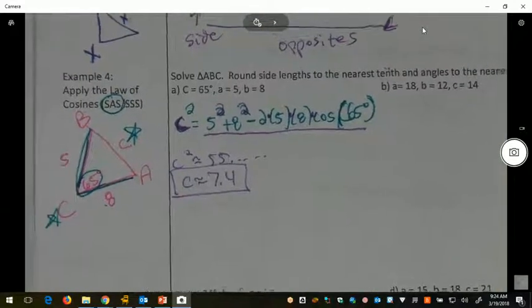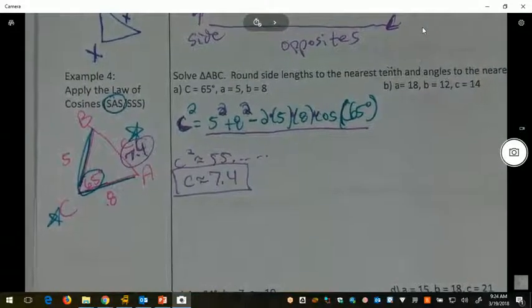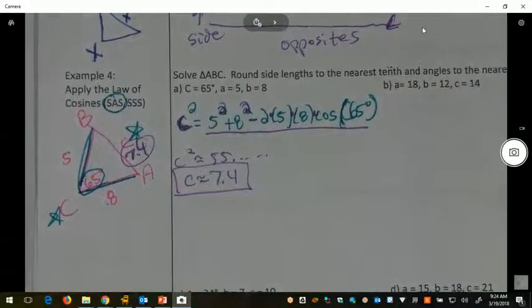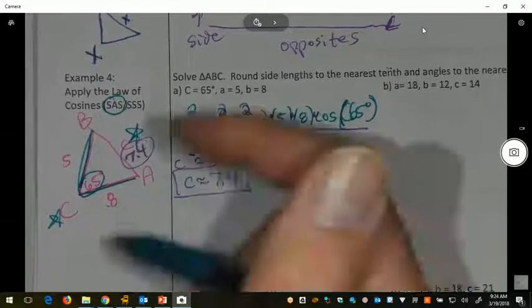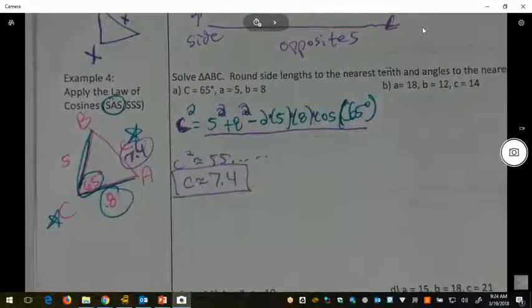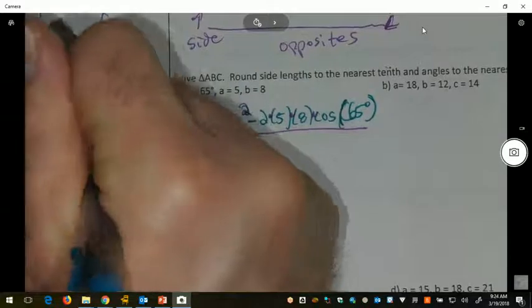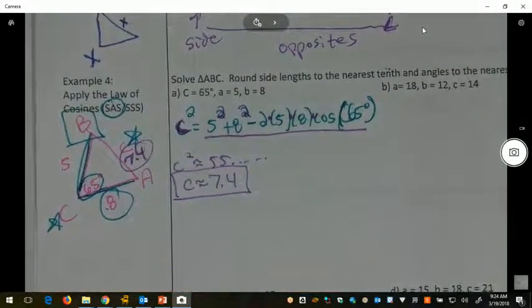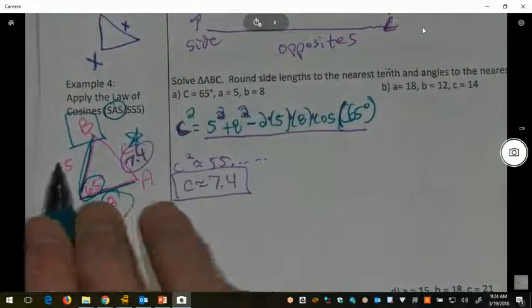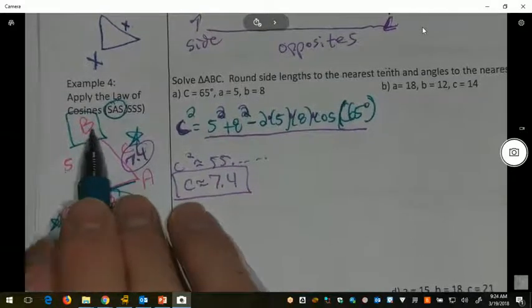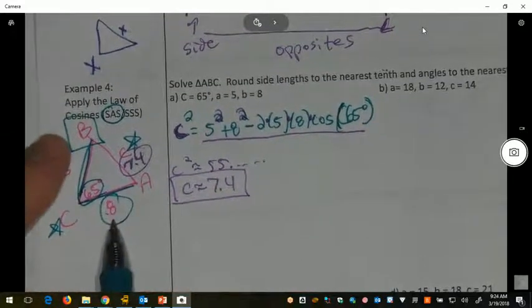All right, now that I know the side length for letter C, I could use law of sines to get an approximate if I want, but I'm actually going to show you, actually this is my biggest angle, so I'm going to show you how to find the angle using law of cosines. So now I have three sides. I'm trying to find this angle. It's opposite of this side.